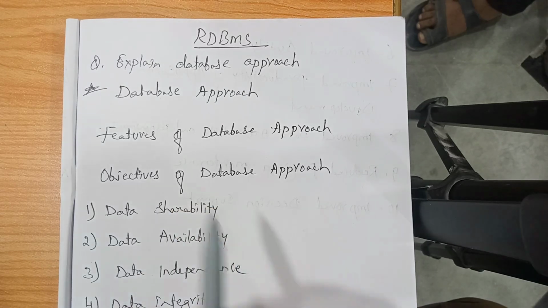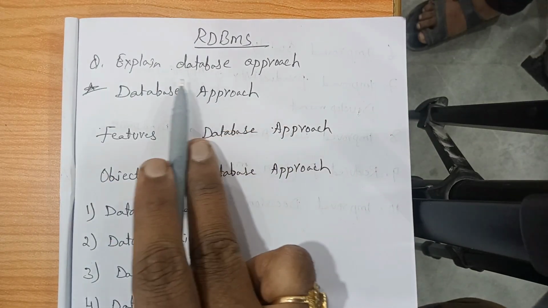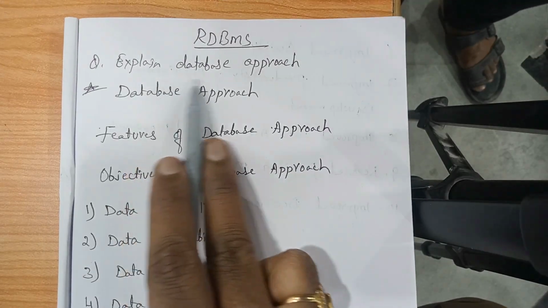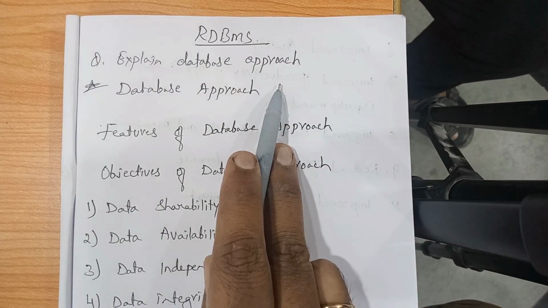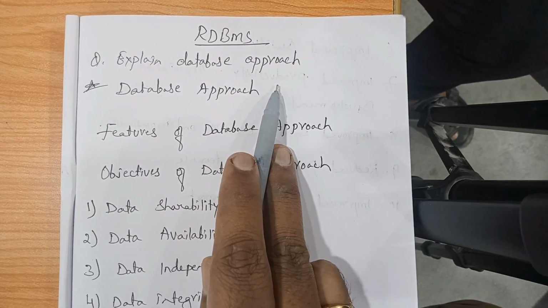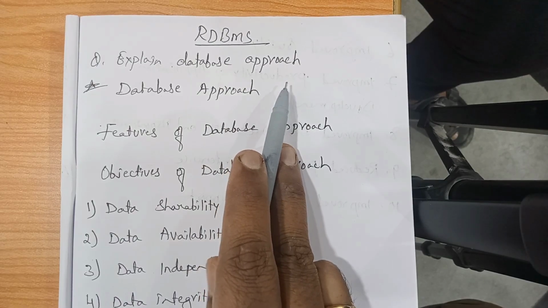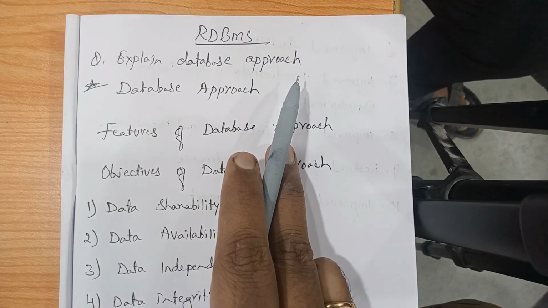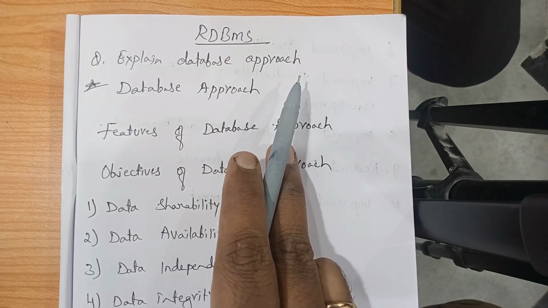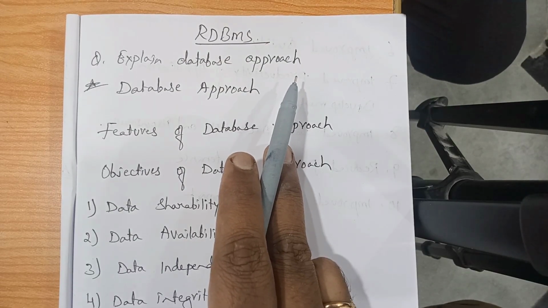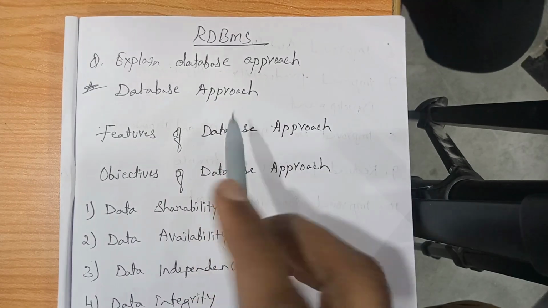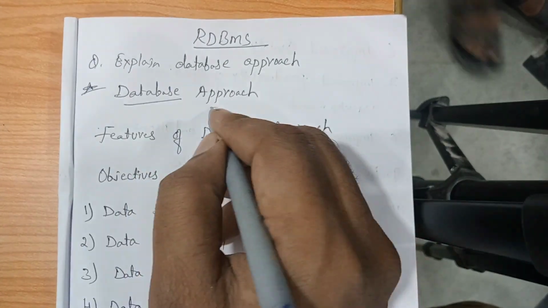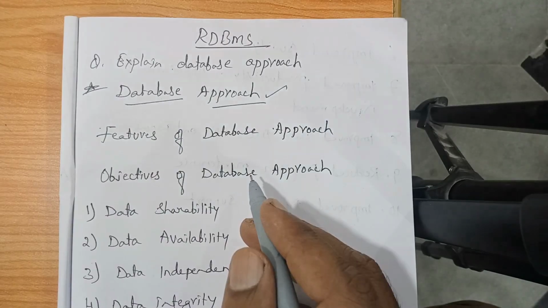Hello students. Today we are going to discuss the important question: explain the database approach. This answer was repeated many times in your final examinations, in May, June 2017, question number 9, and it is most probably the most repeated question in your final examinations. So, what is the database approach?